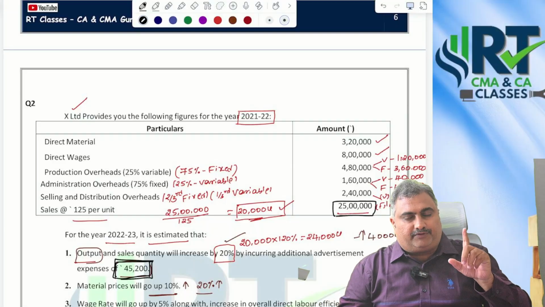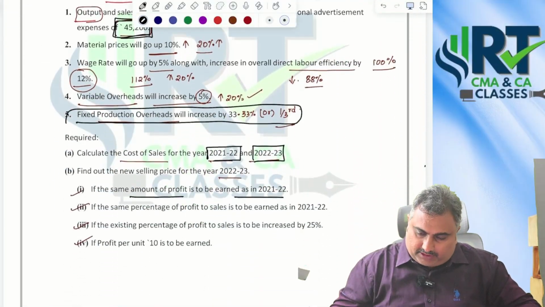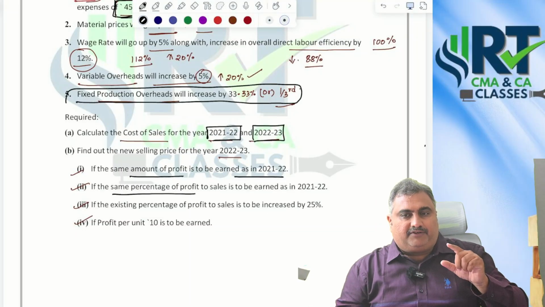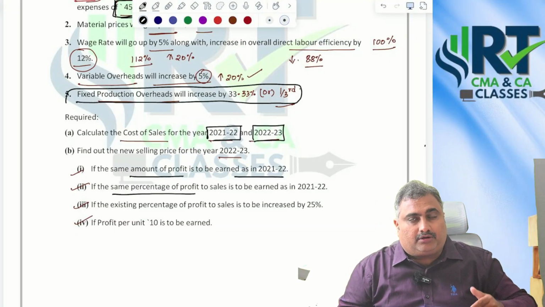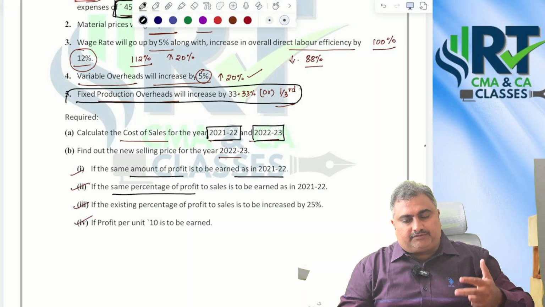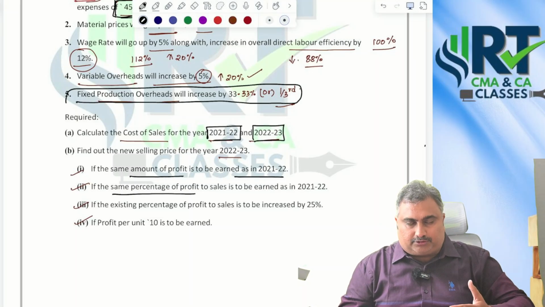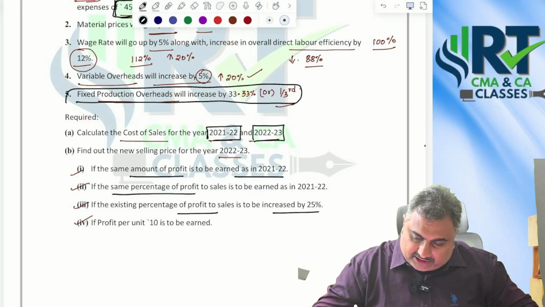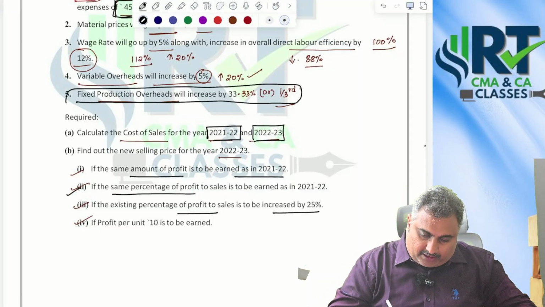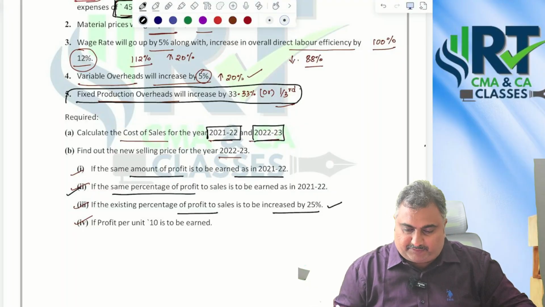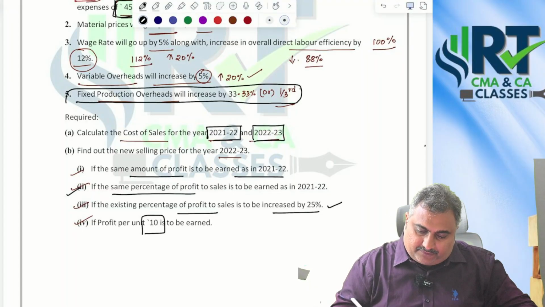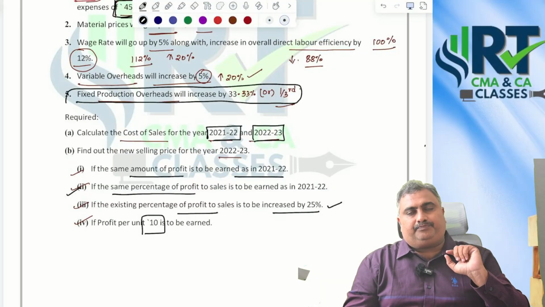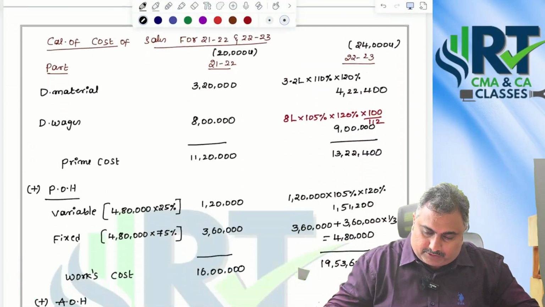By using that we can find out the profit part. That one we will do first. The next second bit they are asking is the same percentage of profit. First one is the same amount of profit, now they are talking about the same percentage of profit. First we'll do that working part, then we will solve these 2 bits. In addition, the existing profit percentage to sales increased by 25%. If you calculate here, automatically you can calculate the third bit. Final bit, instead of going for these percentages, they want to go with profit per unit of 10. These 4 situations we are supposed to calculate.